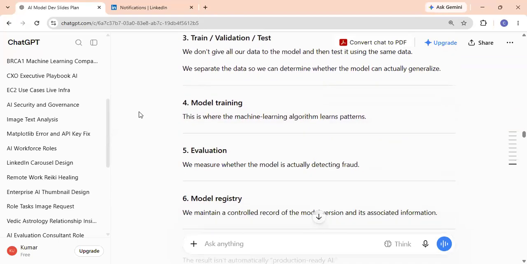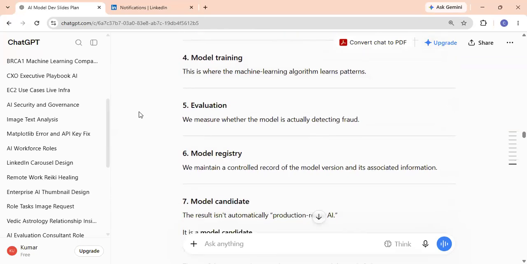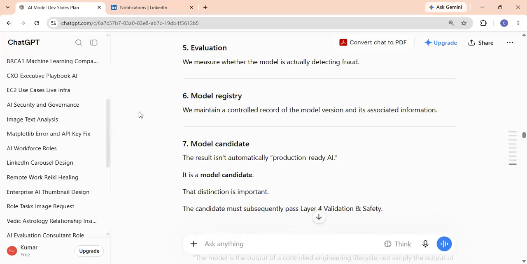Then model training is what? This is where the machine learning algorithm learns patterns in the training. In the training, feature wise, we are going to supply the data sets, right? Then evaluation. We measure whether the model is actually detecting fraud. It means whether the right fraud data is identified or not, we are evaluating the model. You need to supply that feature related data and test it. Then it will give the results, right?